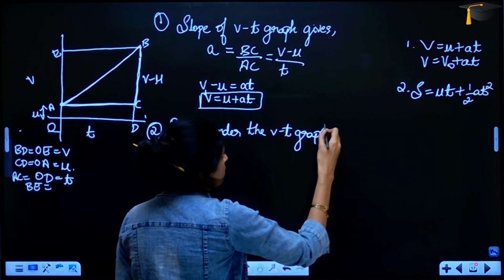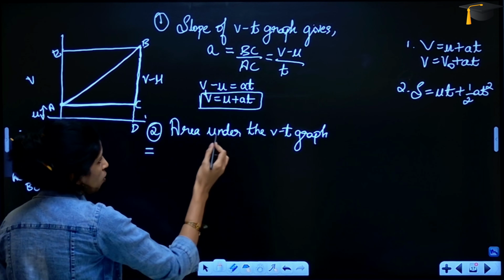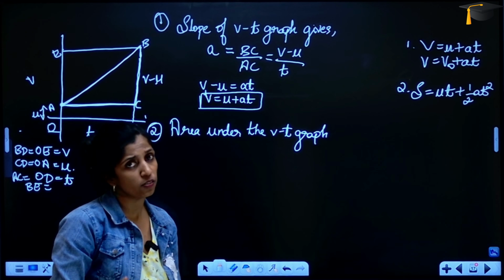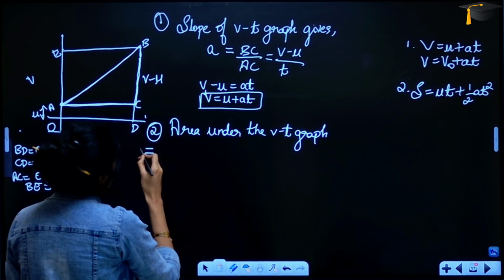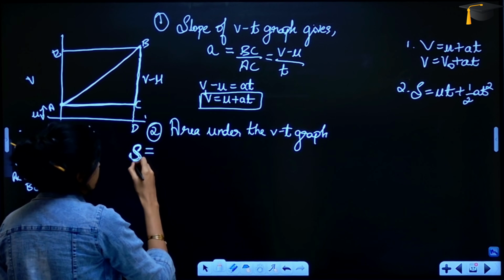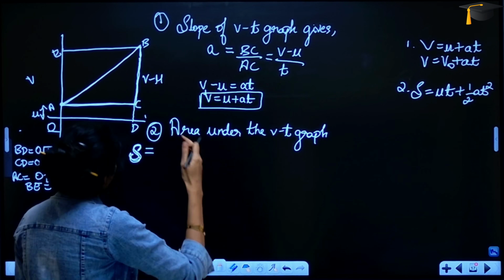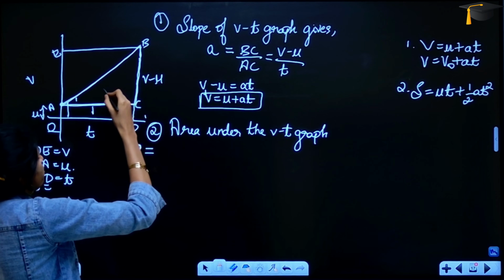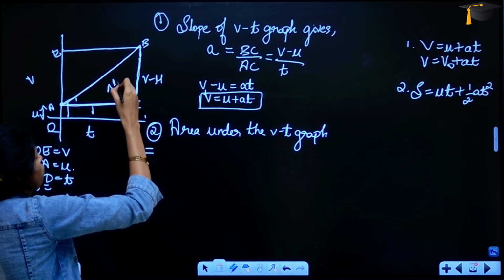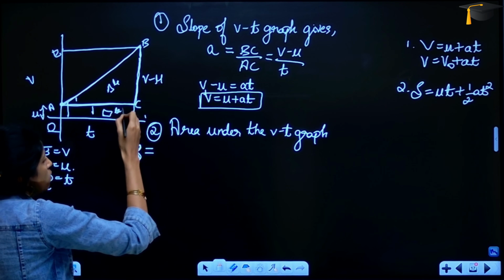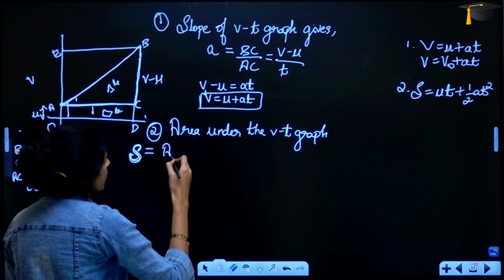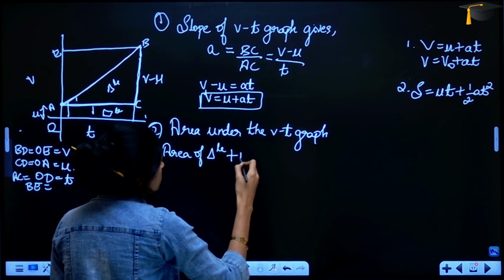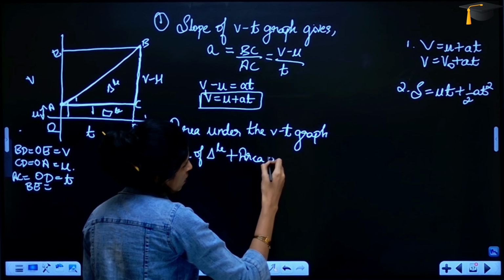So what does the area under the velocity time graph give? Area means you will multiply velocity into time. What does velocity into time give? Of course, it is displacement. So I will relate it as S, the displacement. Now let me take the area under the graph. Can you see here? We have one triangle and a rectangle, right? So the area of the graph is the area of the triangle plus the area of the rectangle.